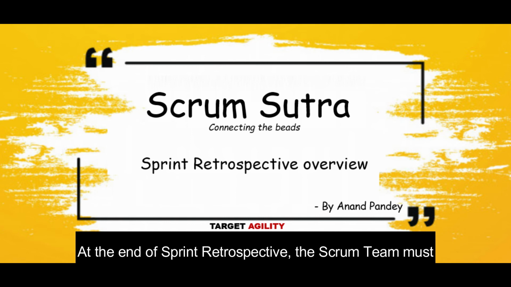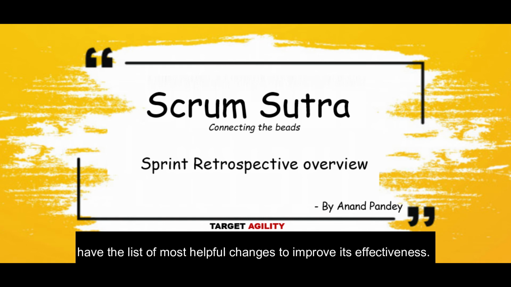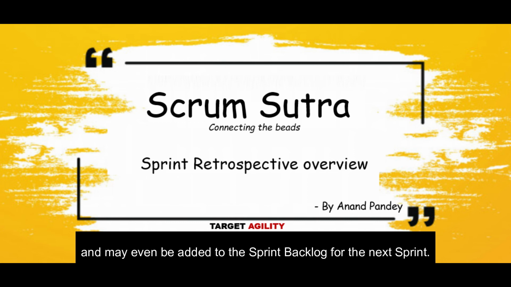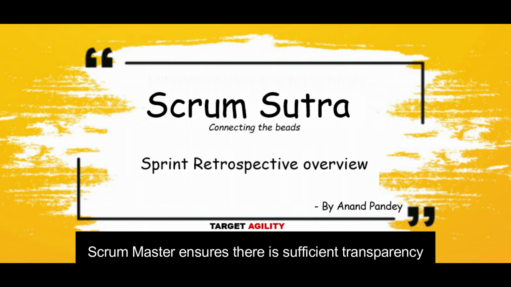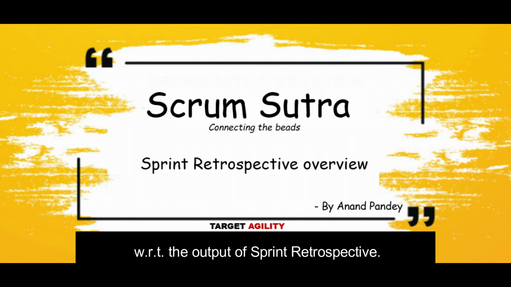At the end of the Sprint Retrospective, the Scrum team must have a list of most helpful changes to improve its effectiveness. The most impactful improvement may be addressed as soon as possible and may even be added to the sprint backlog for the next sprint. As needed, their definition of done may also be revised. The Scrum Master ensures there is sufficient transparency with respect to the output of Sprint Retrospective.